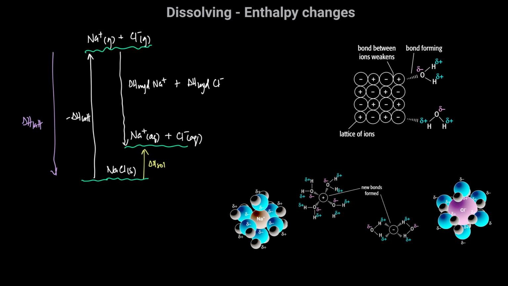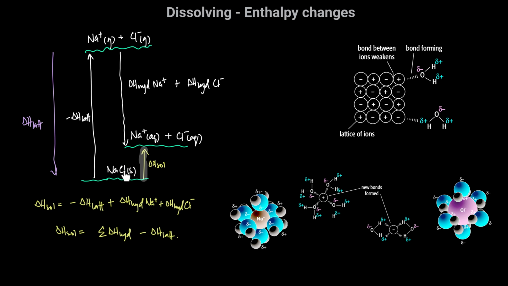So if we start with a solid lattice and we directly dissolve it in water, that's the enthalpy change of solution. That enthalpy change of solution is equal to the negative lattice enthalpy, that is the energy needed to separate the ions in the solid lattice to form gaseous ions, plus the hydration enthalpies of sodium and chloride. So if we rearrange this expression, the enthalpy change of solution is equal to the sum of the hydration enthalpies minus the lattice enthalpy for any ionic compound.